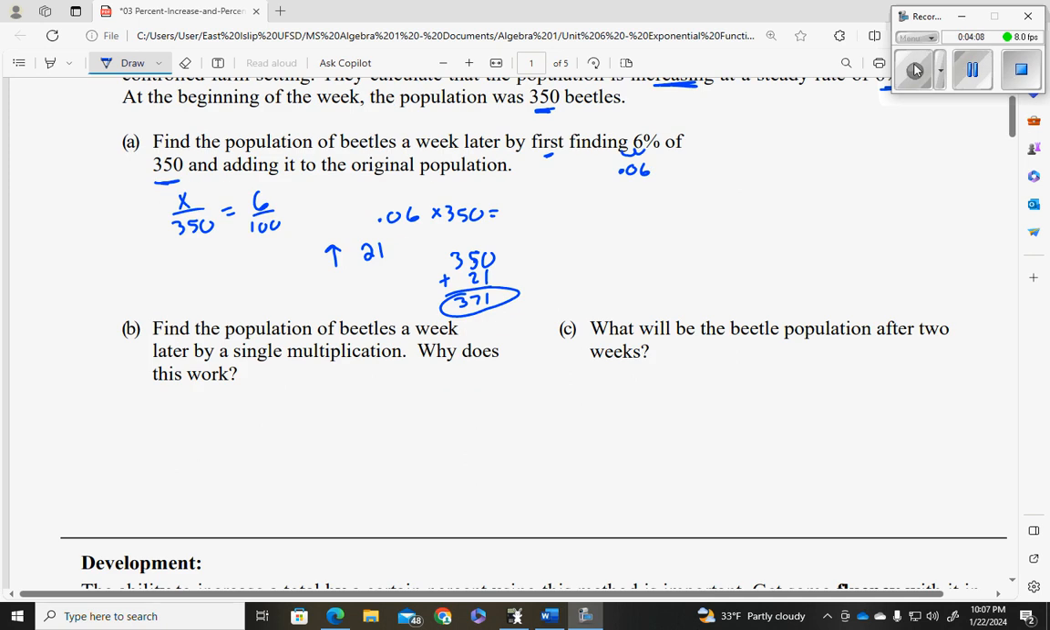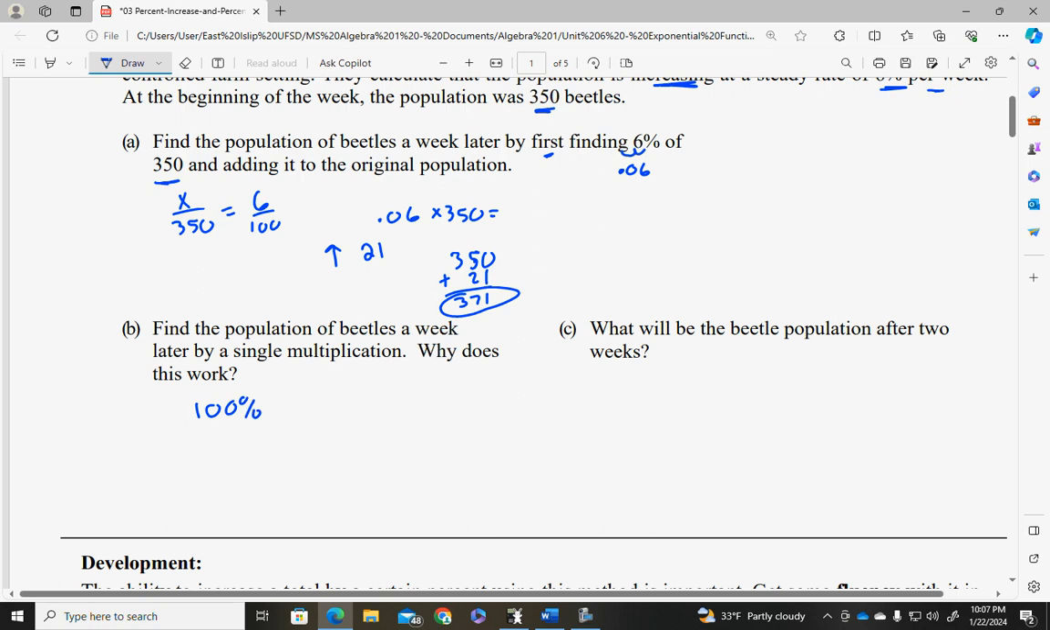And this part B is actually the more important part of the question that pertains to exponential functions. So I know you talked about it last year in 7th grade. It probably wasn't a major focus, but we can find a percent of increase or a percent of decrease by actually first adding the percentage on to 100, right? 100% of something stands for all of it, right? If I asked you what's 100% of the beetles and there were 350 beetles, the answer is 350, right? So 100% just represents all of something.